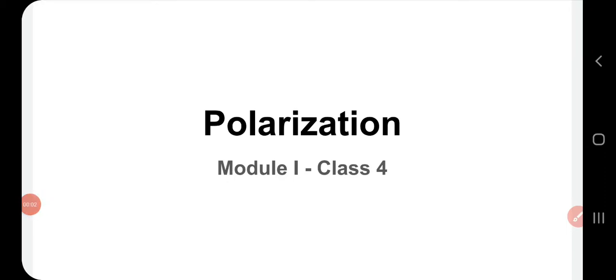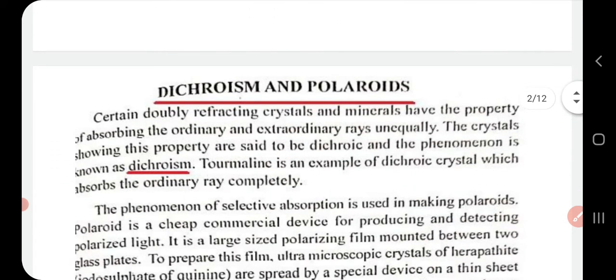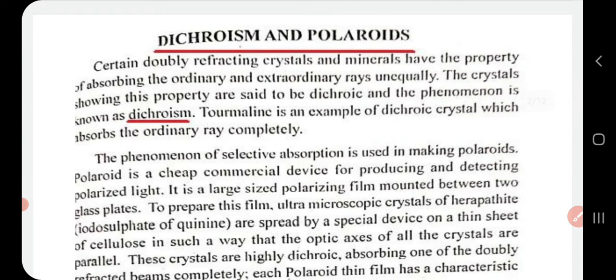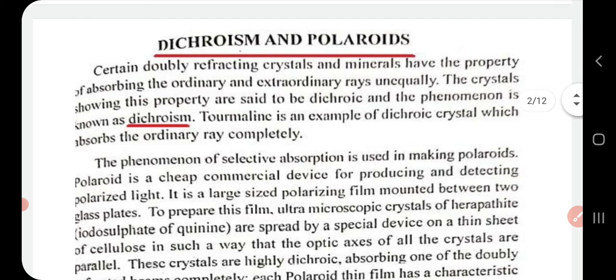Good morning. This is the last class of our chapter polarization. Now, in today's session, we will learn about dichroism and Polaroids. What is the phenomenon of dichroism?